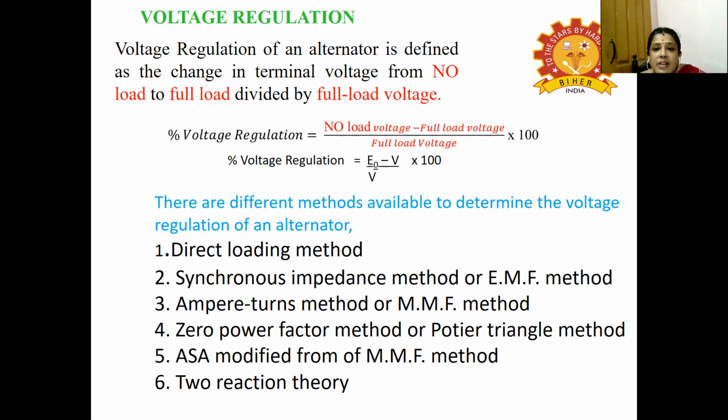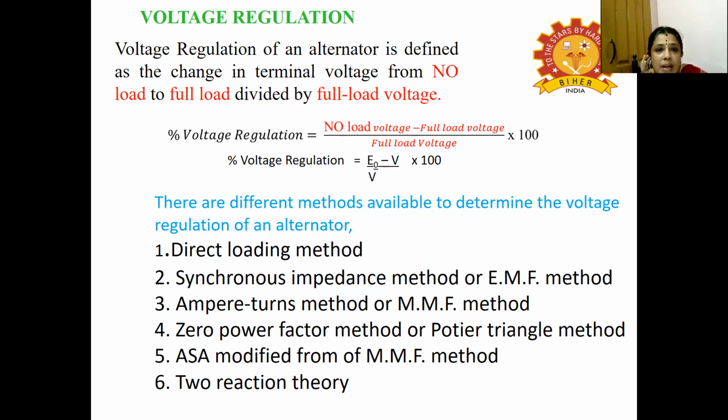There are different methods available to determine the voltage regulation of an alternator. The first one is the direct loading method. Next is the synchronous impedance method, or EMF method. Next is the ampere turns method, or MMF method. Then the zero power factor method, or Potier triangle method. And the ASA modified MMF method and two reaction theory. These are the different methods by which we find the voltage regulation of the alternator.